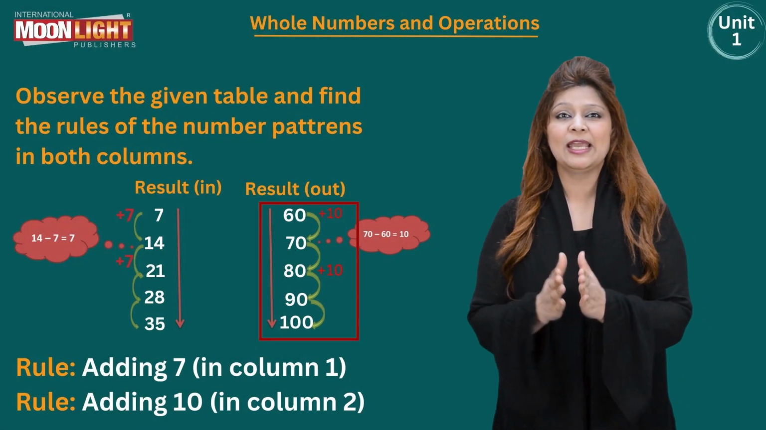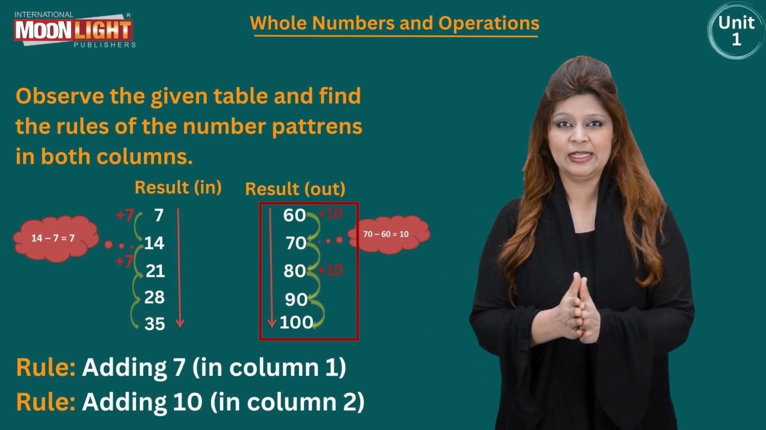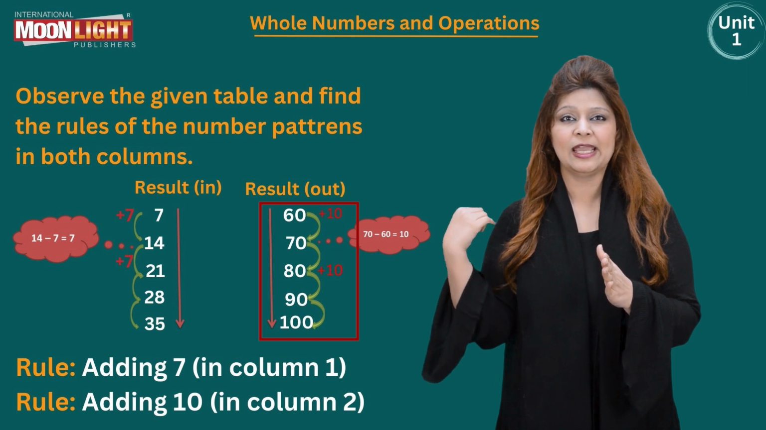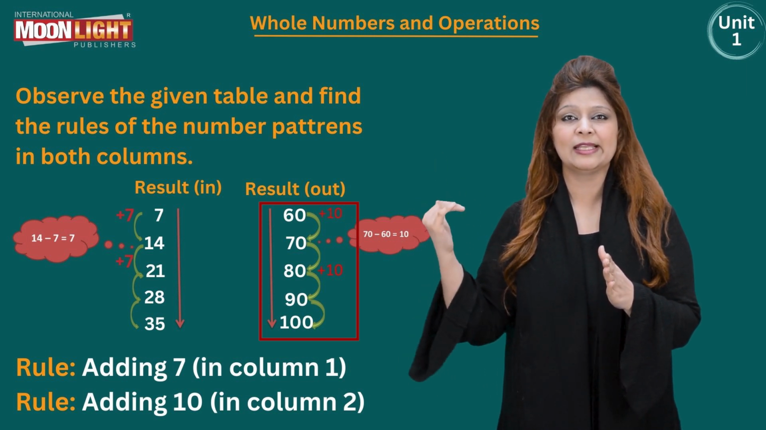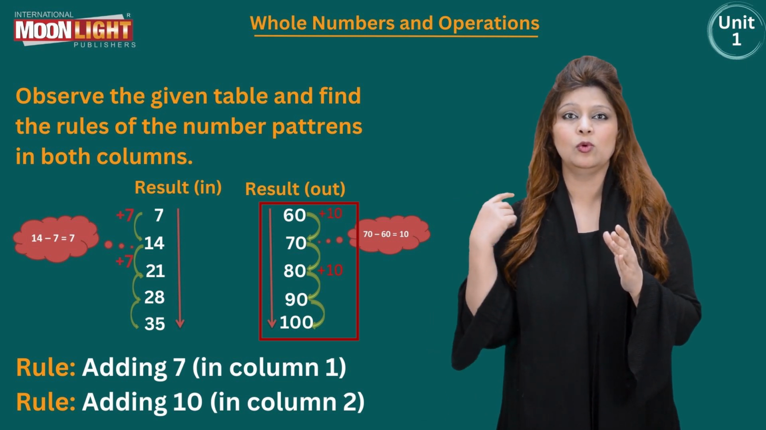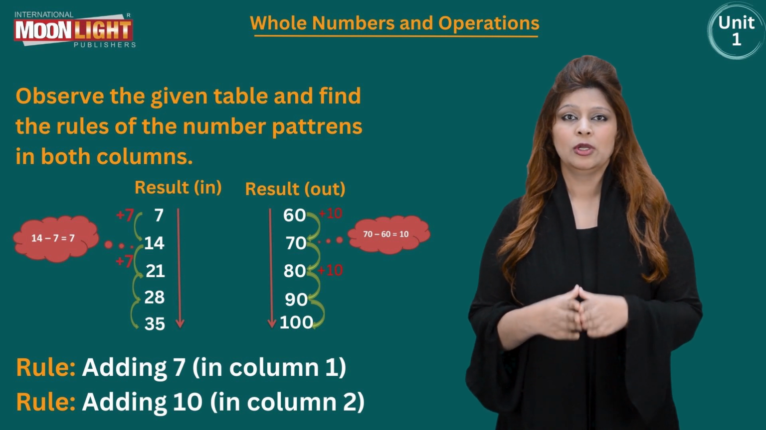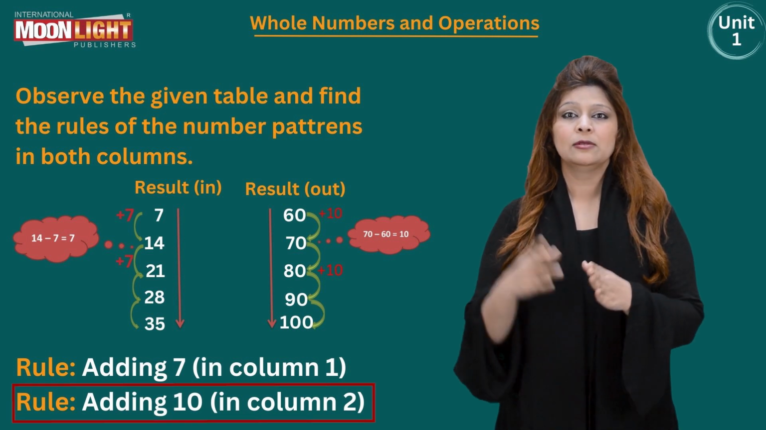60 plus 10 is 70. 70 plus 10 is 80. 80 plus 10 is 90. In the same way, we are getting the next term by adding 10. Okay, so right now we can write the rule of column number 2. What is the rule in column 2? In column 2, adding 10.